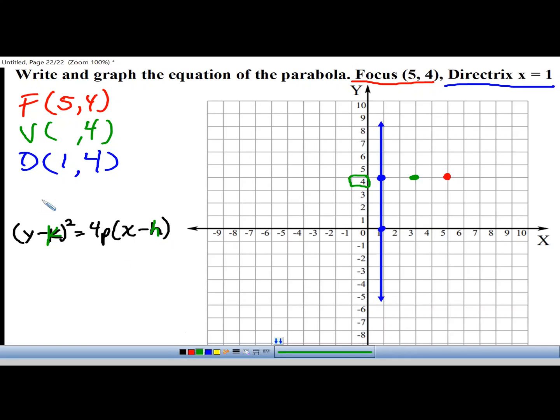Let's find P. To find P now, check this out. Now I take the what, guys? Not the y values, we take the what? The x values. The x value of the focus, which is 5, minus the x value of the directrix, which is 1, divide by 2. That gives us 4 divided by 2, which is 2.